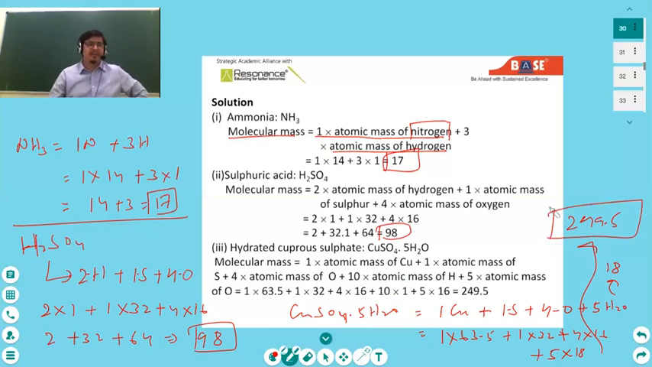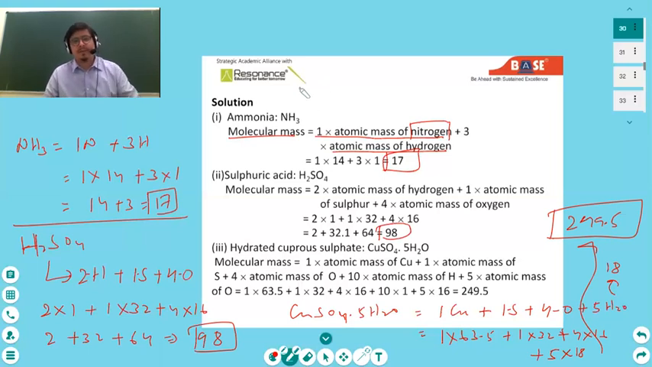Understood? So this is the way you need to find out the molecular mass of a given molecule. So 5 water, so you will take 5 into 18. If it was 7 water, you will take 7 into 18, and accordingly. I hope this is clear. Let me give you one more.